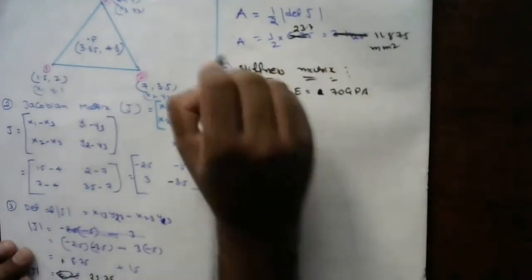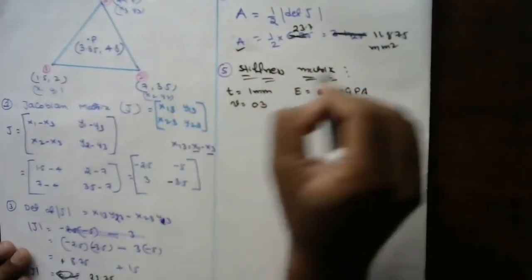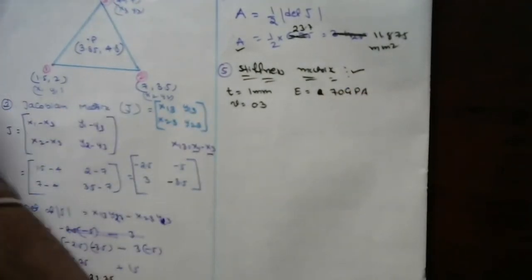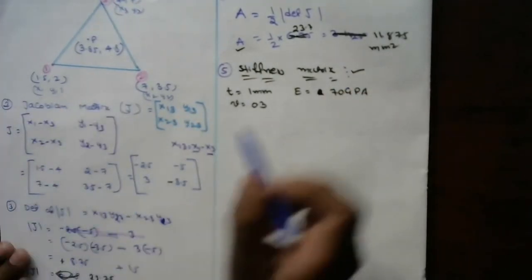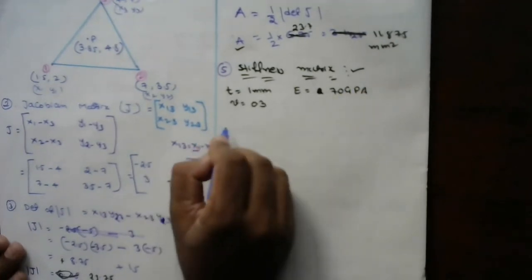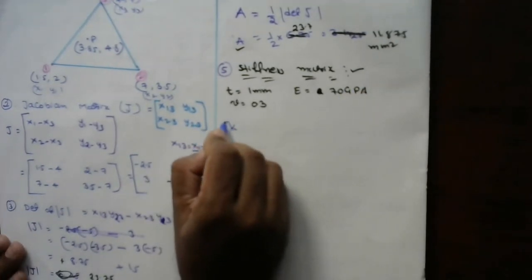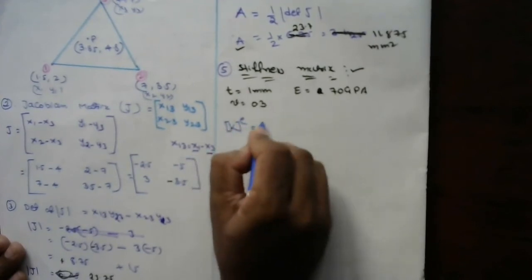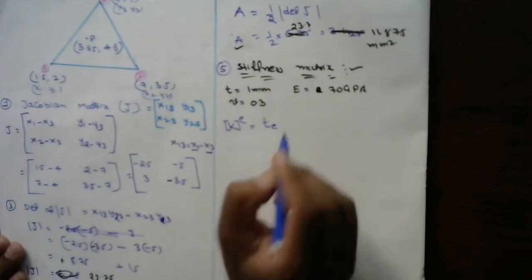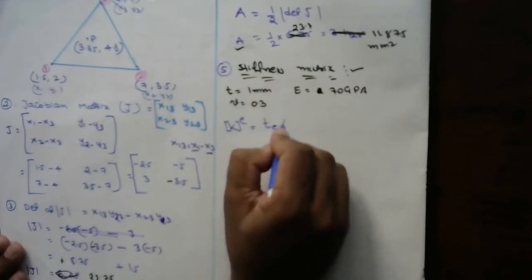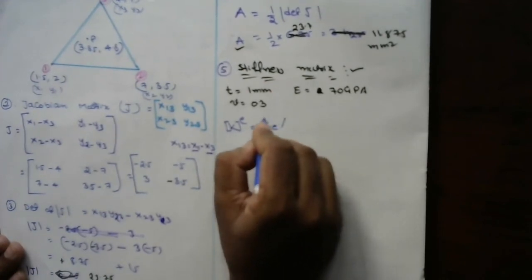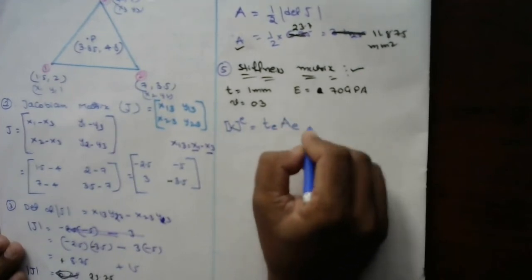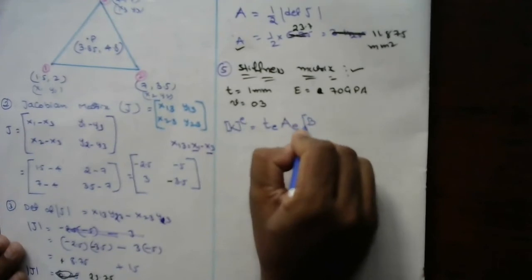So once you know the area of the triangle, you should focus on how to calculate the stiffness matrix. So here it is very important to calculate what would be the stiffness matrix. We know that for a simple CST element, the stiffness matrix would be equal to the area of an element, and thickness of the element, into area of an element into the B transpose matrix.